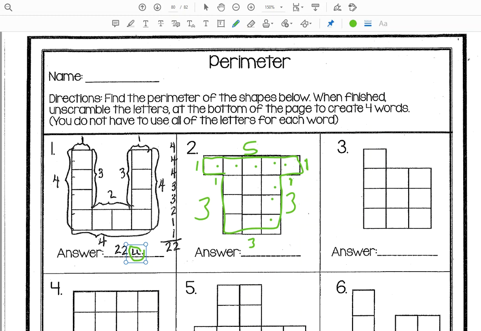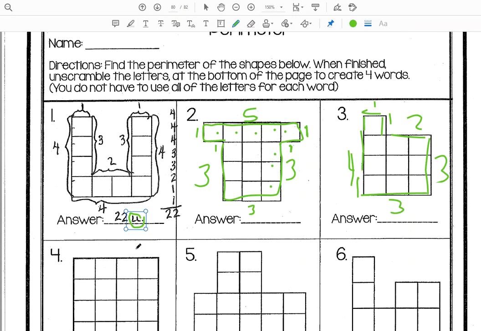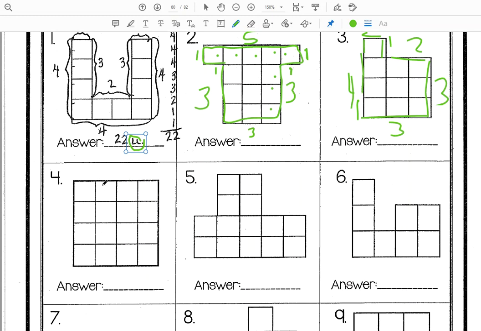Alright, same thing here. So I'm going to count 1, 2, 3, 4. 1, 1, 2, 3, 3. And I'm going to add those all up. This one should be easy for you. Be careful that you do not multiply 4 by, like, you don't find the area.